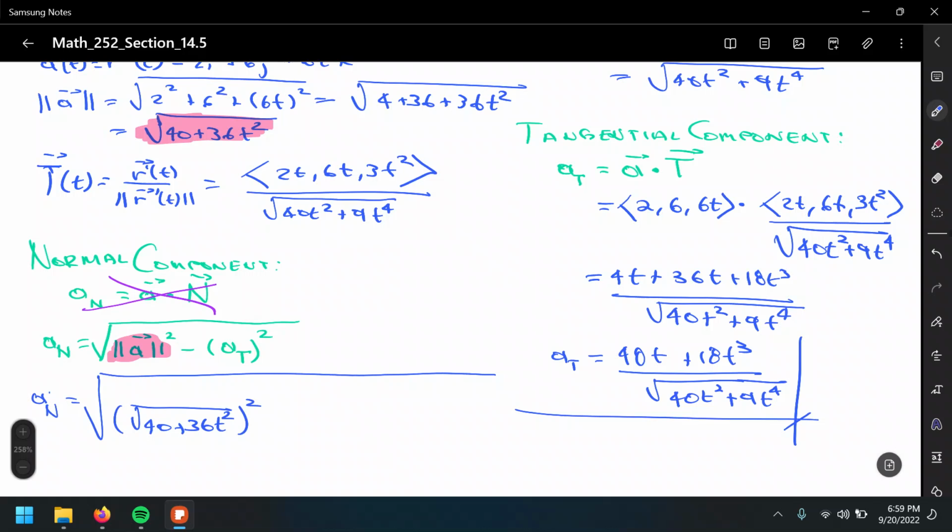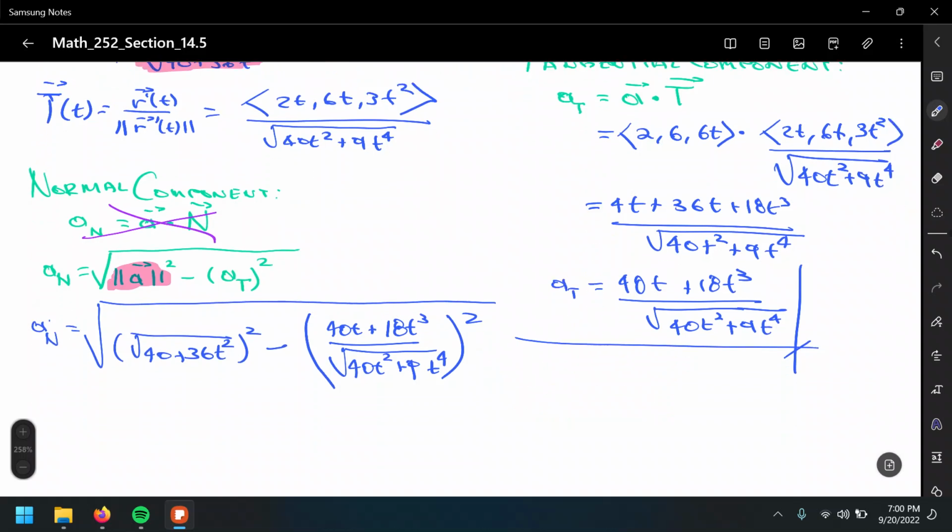Plus or minus the tangential component of the acceleration, which is this whole madness here we just found in the previous step. So, oh my God, 40t plus 18t cubed over the square root of 40t squared plus 9t to the fourth, quantity squared. Okay.